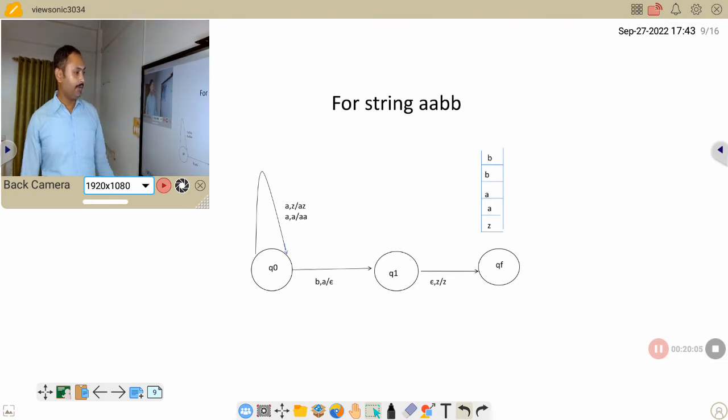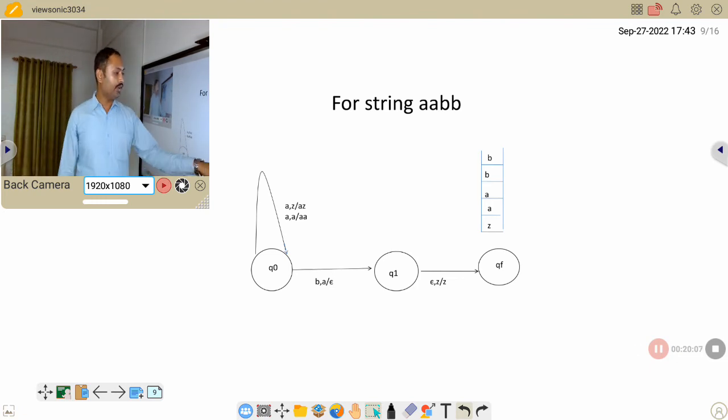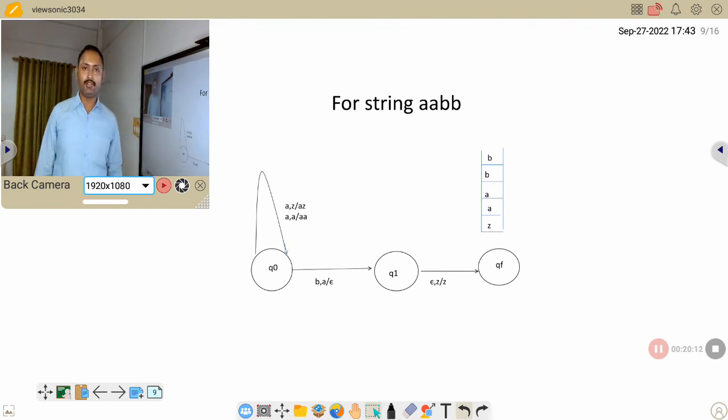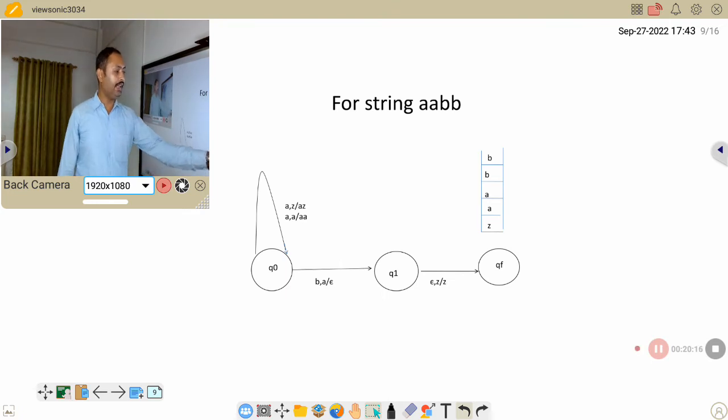Now what will happen? First of all, we are going to add the Z symbol into the stack, which is the notation for whether the stack is empty or not. Now we have to add A after Z, so this transition will happen. The input symbol is A and the current symbol is Z, so we can easily add A over Z.